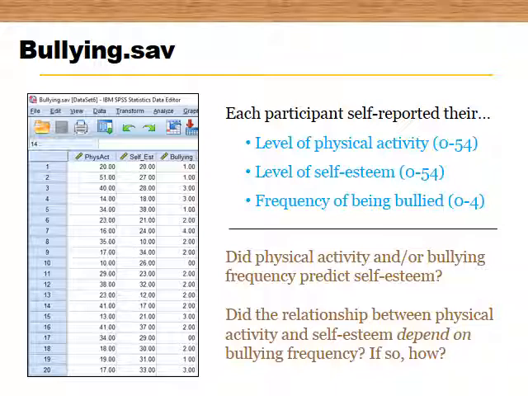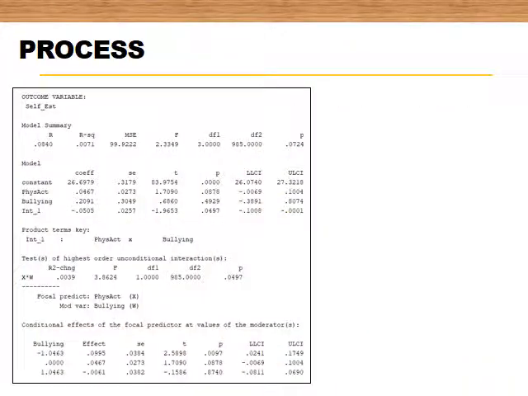Okay, so we would again use PROCESS for this problem. Our moderator variable would be bullying frequency, our predictor would be physical activity, and our outcome would be self-esteem. We would check all the usual options that we do with respect to mean centering and requesting syntax for the graphs and making sure that our simple slopes analysis is centered at plus or minus 1 standard deviation if it's necessary. Here is the output from PROCESS.